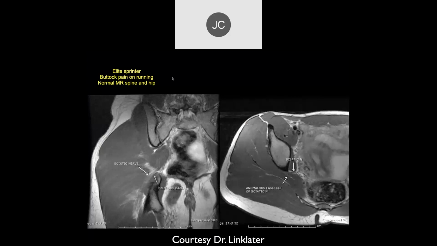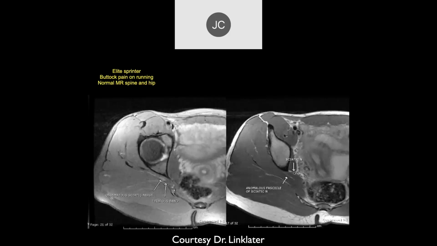Here's an elite sprinter who had body pain on running, with a kind of normal MR of the spine and hip. And here we can see that there's, in this case, a fibrous band. This is the sciatic nerve. It was thought that this muscle fascicle pressed against the sciatic nerve, producing compression of the nerve and piriformis syndrome in this area.